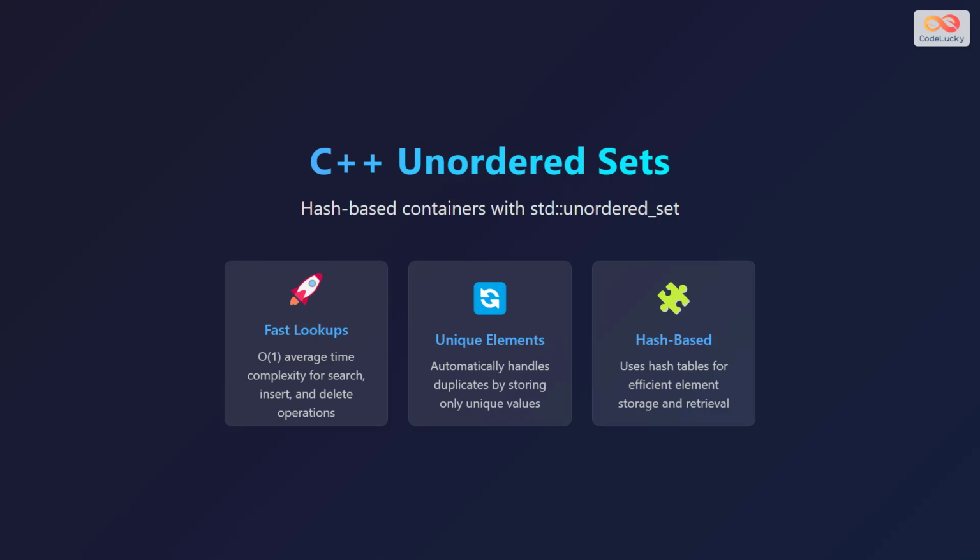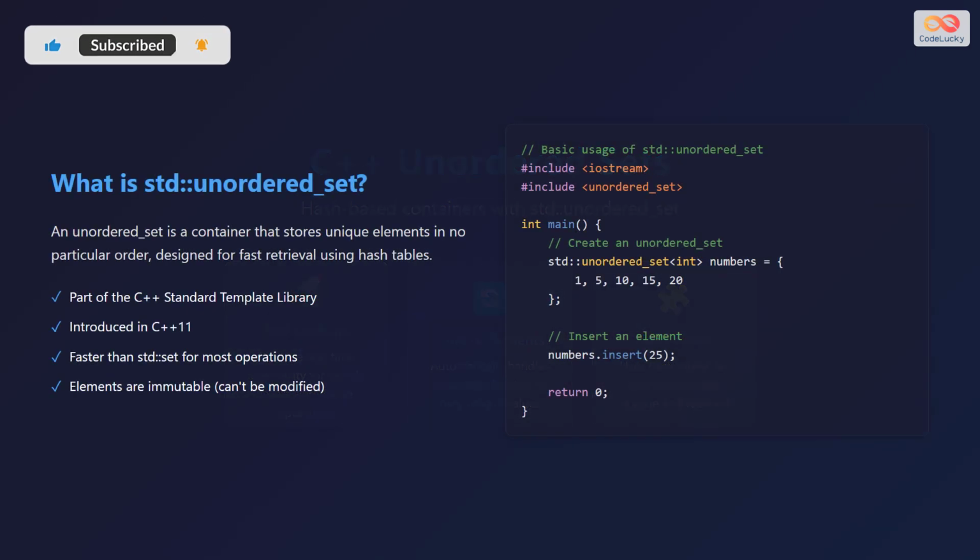Let's explore C++ unordered sets, hash-based containers using the standard template library's unordered set. These sets provide a way to store unique elements in a way that is optimized for speed. An unordered set is a container that stores unique elements in no particular order. It's designed for fast retrieval using hash tables.